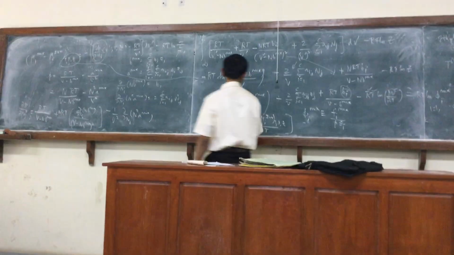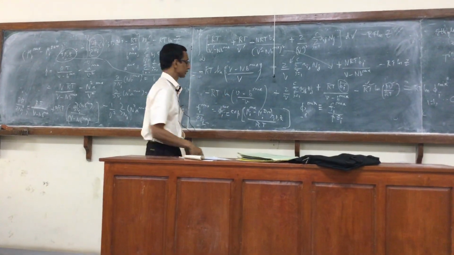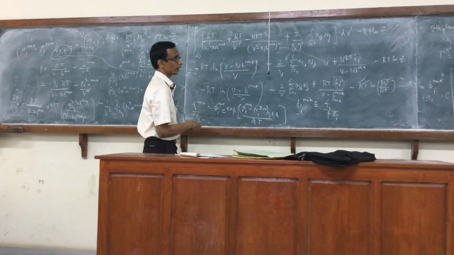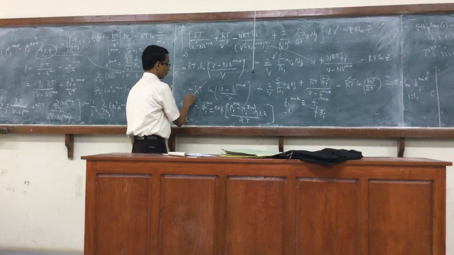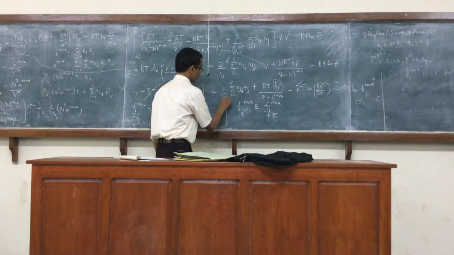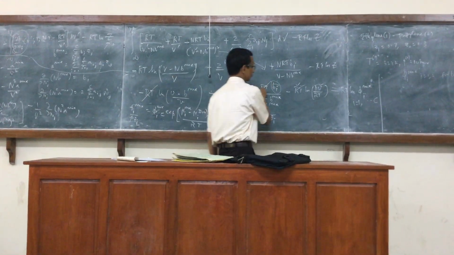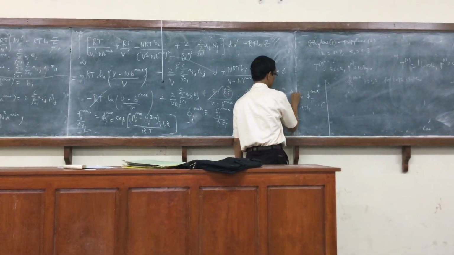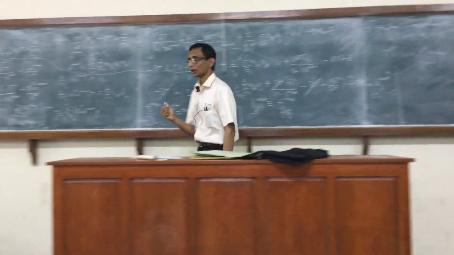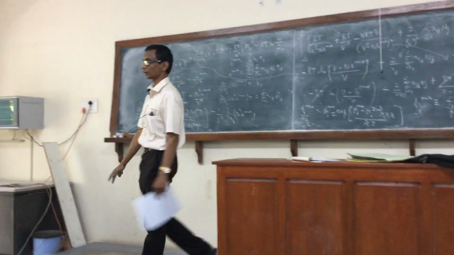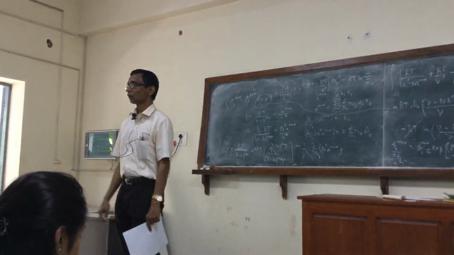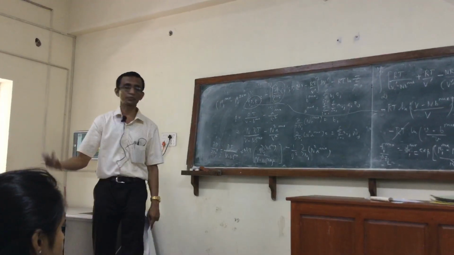So there is another way in which this whole expression is written. If you see, the RT can be cancelled. So if you want to cancel RT, I divide both by RT, right? Then it gives an expression for the logarithm of the fugacity coefficient. So somebody can easily calculate the fugacity coefficient of the mixture.